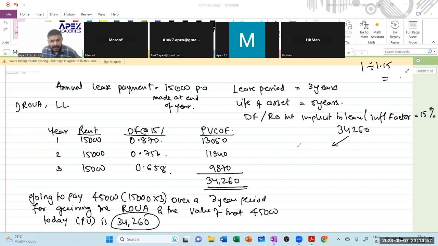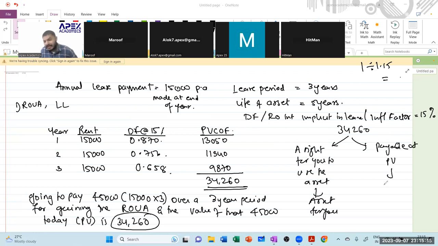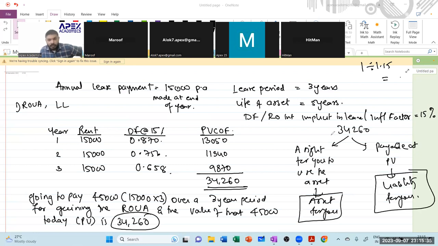34,260 represents a right for you to use the asset, which is in itself an asset for you, and a payable amount at its present value, which represents a liability for you. In accounting, there are two aspects, a debit aspect and a credit aspect. They have to be balanced. So the fact that you are going to pay a present value of 34,260 shows that you are going to gain an asset in the form of the right of using this asset, and you are going to incur a liability in the form of the fact that you have to pay 34,260 rupees or dollars, whatever is the currency.